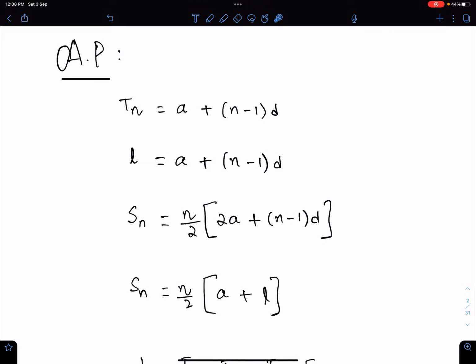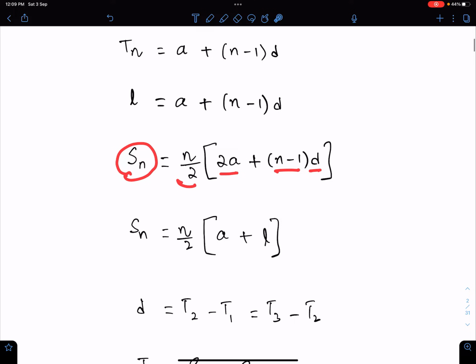These are some important formulae of AP. This is the nth term formula of AP: a plus n minus 1 times d. This is the last term formula. This is the sum of n terms, n upon 2 bracket 2a plus n minus 1 times d. This is the Sn formula of AP in terms of the last term.